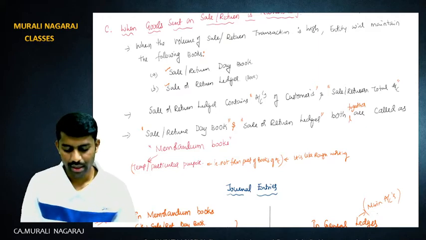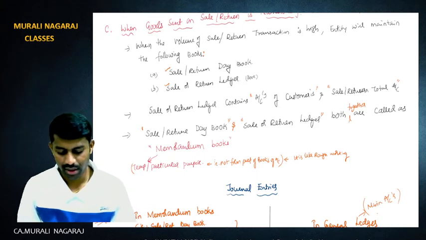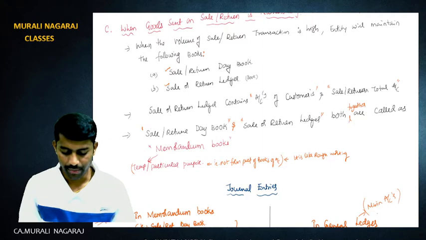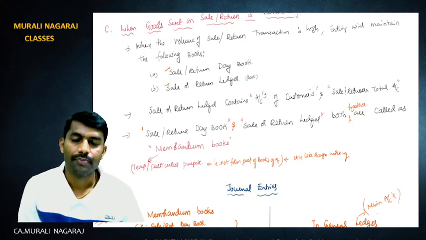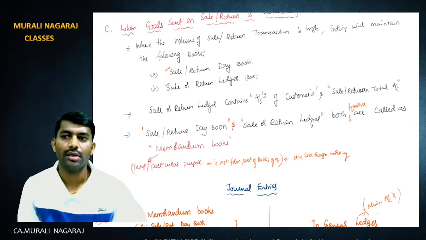Under that, A, sale or return day book, which is a subsidiary book, and corresponding ledger also. B, sale or return ledger, within bracket, that is also a book.